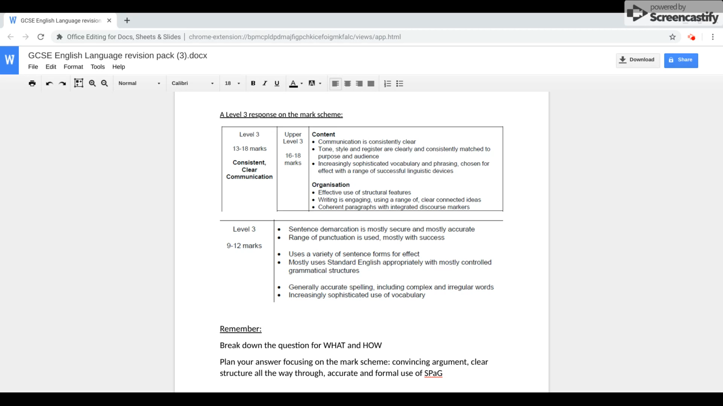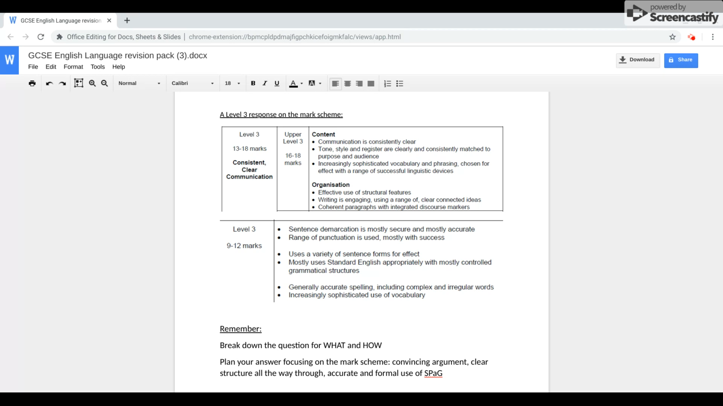Formal language is also used throughout. Paragraphing and sentences should be not just accurate, but varied in length. Some long, some short, some linking words, to make sure that you're really varying and showing off your English language skills. Mostly accurate spelling, of course, for level three; for level four, always accurate spelling. Also, a use of complex vocabulary, tricky spellings. Get them off the insert, get them into your work. As long as you're using them appropriately, it's absolutely fine.